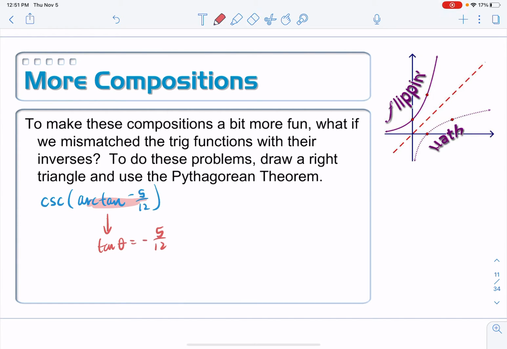Well, this negative is just right up front, but I have to make a decision. Is that negative going to go with the 5 up top, or is it going to go with the 12 on the bottom? Because it makes a difference. The reason is that in terms of trigonometry and the unit circle, this is supposed to be the y coordinate and this is supposed to be the x coordinate. If this is the y coordinate, this means that it's down 5 and this one means that it's right 12. What quadrant would that be in?